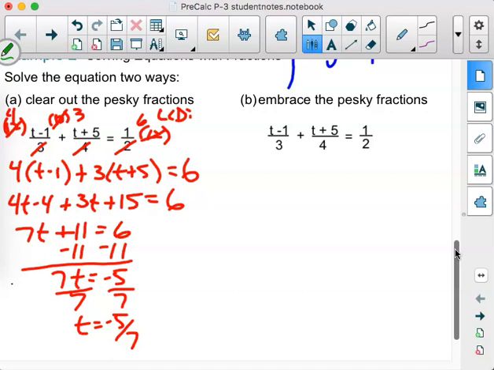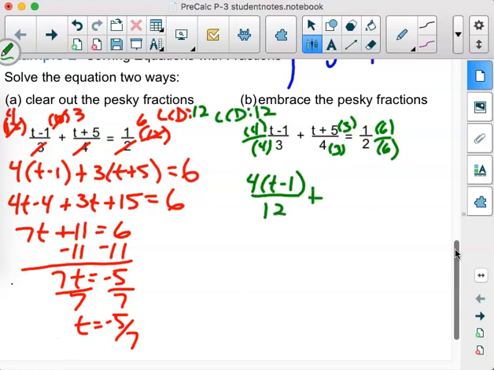So if we have somebody that says, hey, I did the LCD thing, it's still 12. I'm going to make this one a denominator of 12, but to do that, I've got to multiply the top and the bottom by 4. This one by 3. This one by 6. So it'll be 4 times the quantity t minus 1 over 12 plus 3 times the quantity t plus 5 over 12 equals 6 over 12.